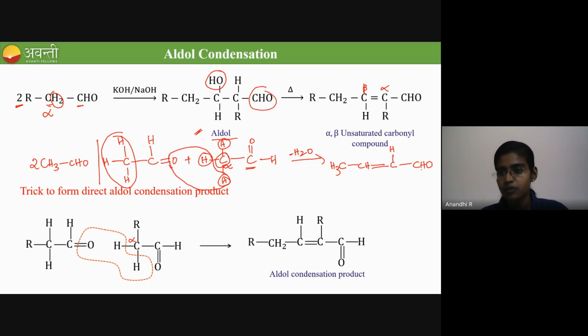What is the name of this compound? We have to start from the aldehyde, right? So 1, 2, 3, 4. So a 4 carbon containing system, so it is called but. Between the second and third carbon, we have a double bond, so but-2-ene. And in the first carbon, we have the aldehyde. So it is but-2-en-1-al, or you can write this as but-2-enal also. Okay. Got it?